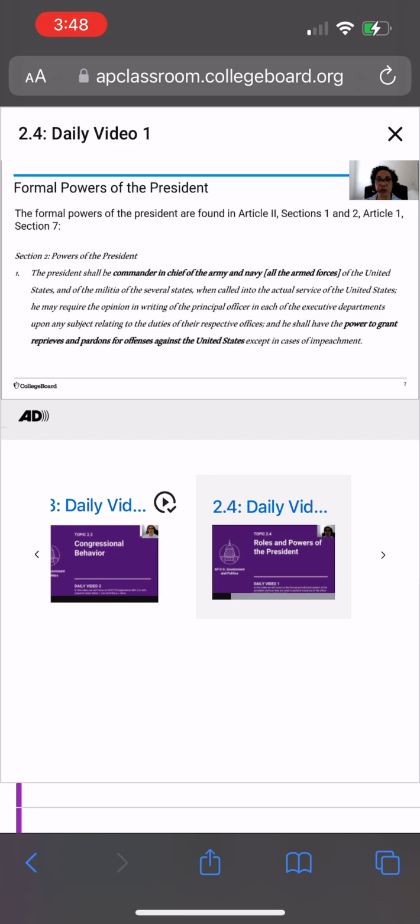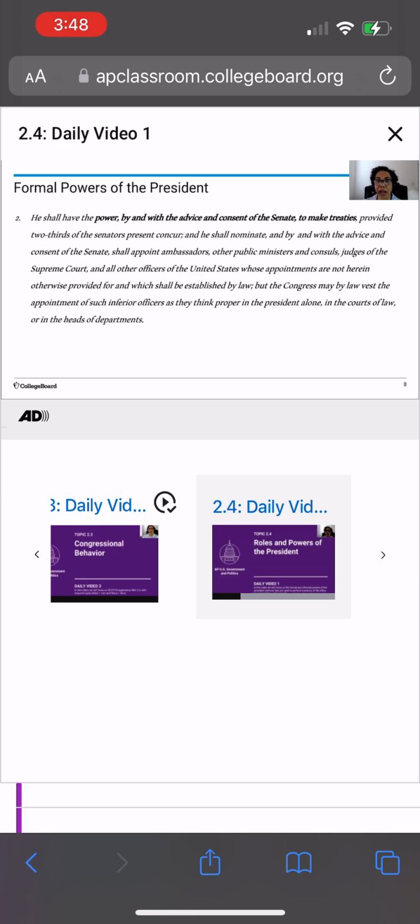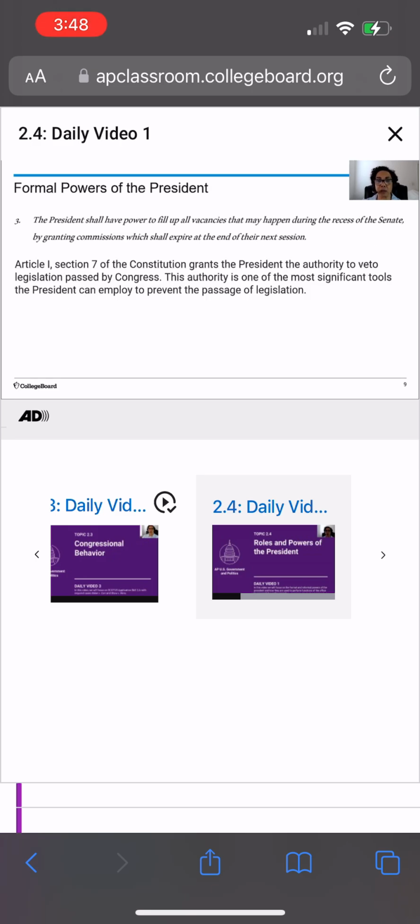So we're going to find the formal powers of the president in Article 2, Sections 1 and 2, and then also in Article 1, Section 7. So I've highlighted the major parts here that are important. We've got the president's commander-in-chief, having the power, the commander-in-chief of the Army and Navy, and now with all of the armed forces, the power to grant reprieves and pardons for offenses against the United States, power with the advice and consent of the Senate to make treaties, and other appointments I think would be associated with the same advice and consent power, and then the power to fill up vacancies that might happen during a congressional recess.